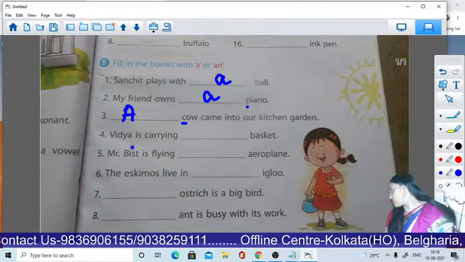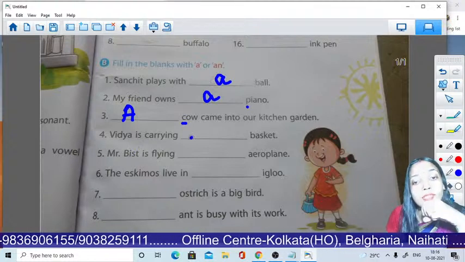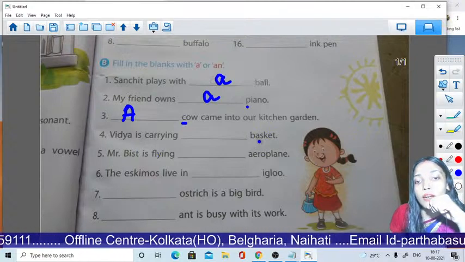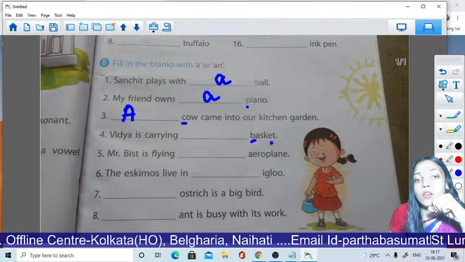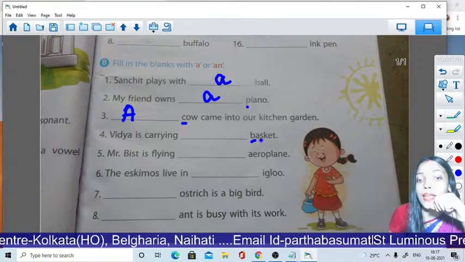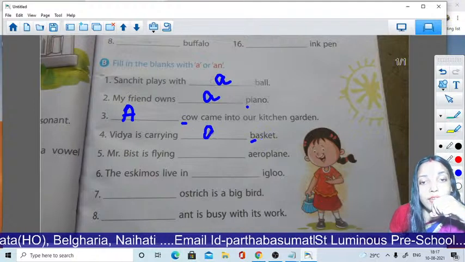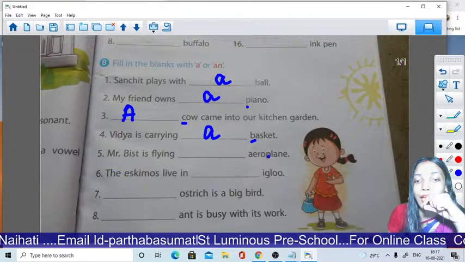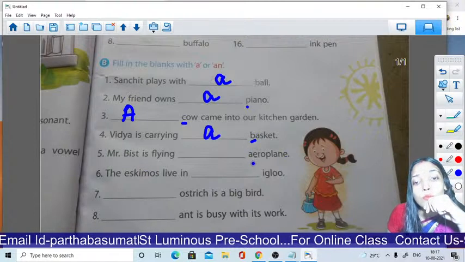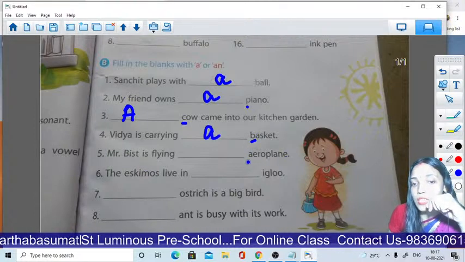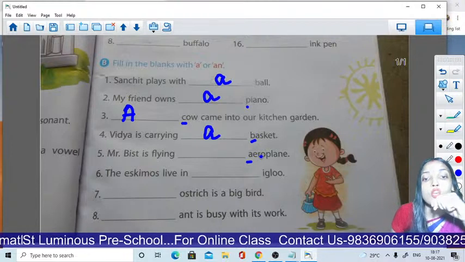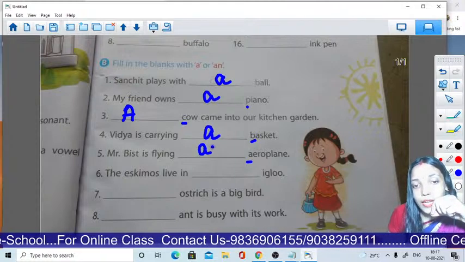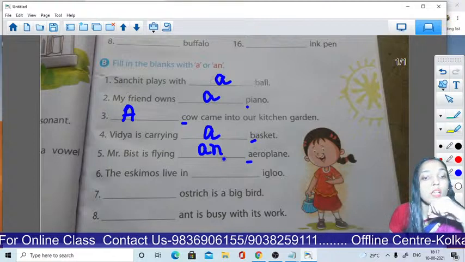Now number 4. Vidya is carrying blank basket. Look here, the beginning letter is B. It's not vowel, it's consonant. So write here a. Now number 5, Mr. Beast is flying blank aeroplane. The beginning letter of aeroplane is A. It's vowel. So before vowel we all have to write n. So write here n.